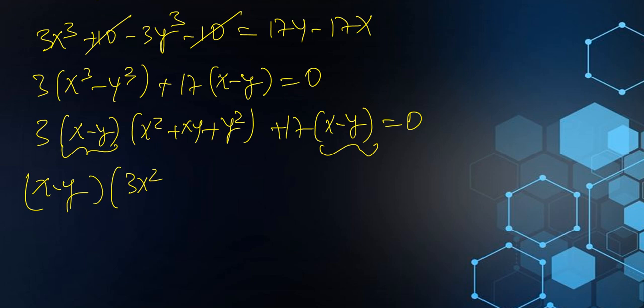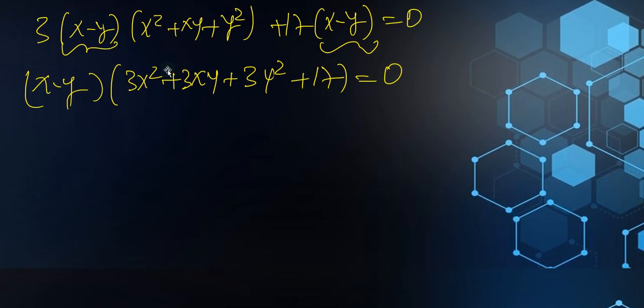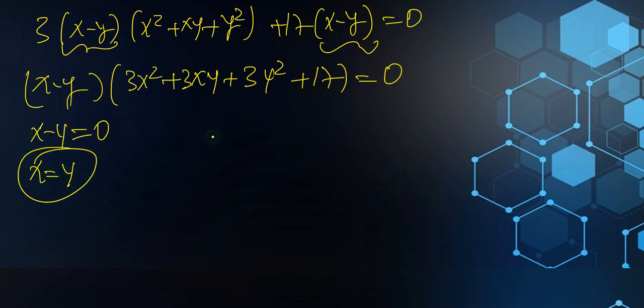My pardon here, guys. So now we have that this is 3x squared plus 3xy plus 3y squared, plus 17 equals 0. Okay, cool. This means that x minus y is equal to 0, and this means that x is equal to y. This is pretty important. Now let's have a look at this, guys. 3x squared plus 2x squared.